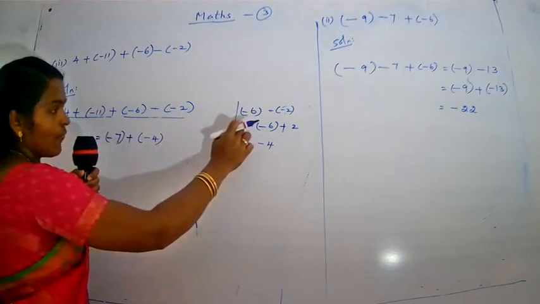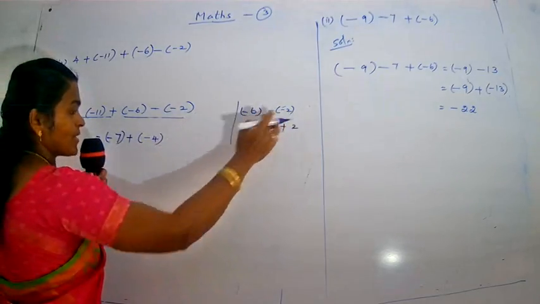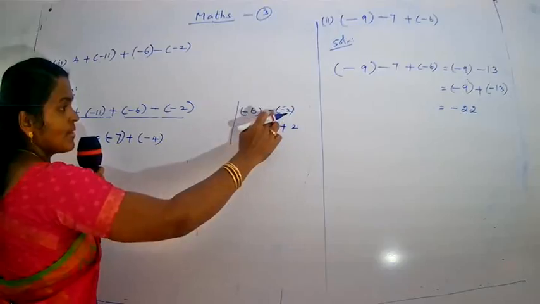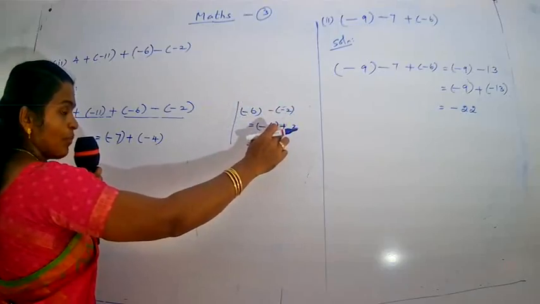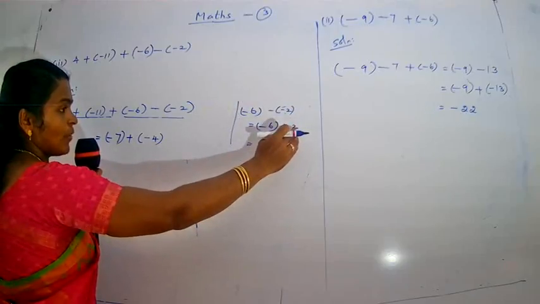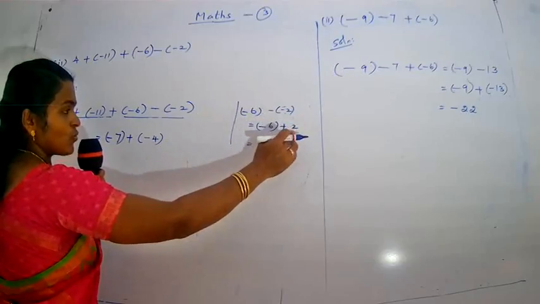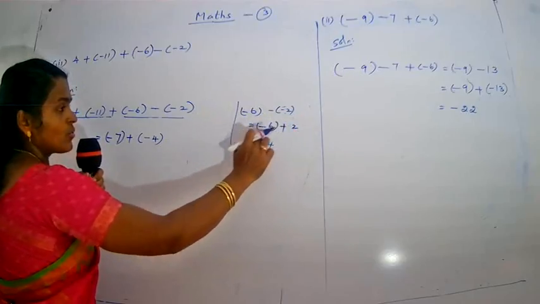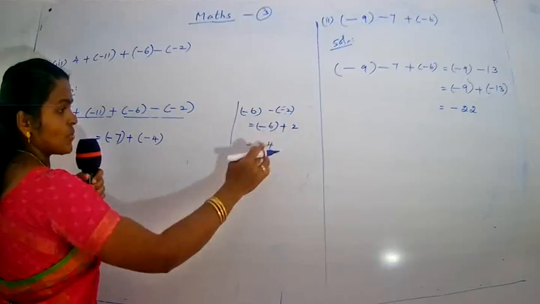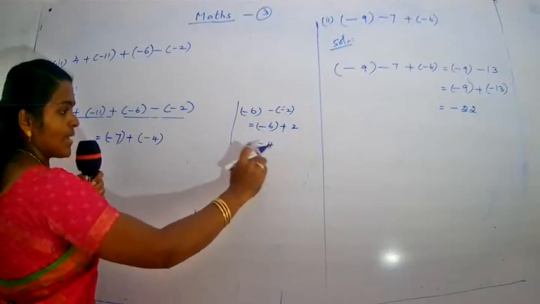Now minus 6 minus of minus 2. So I am doing rough work here. Minus 6 minus of minus 2 means minus 6, you change subtraction into plus. That time you put the additive inverse, so minus 2 becomes 2. So now your answer: minus 6 plus 2 is equal to minus 4.